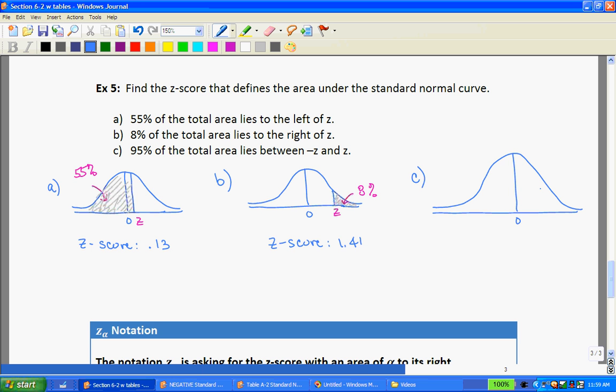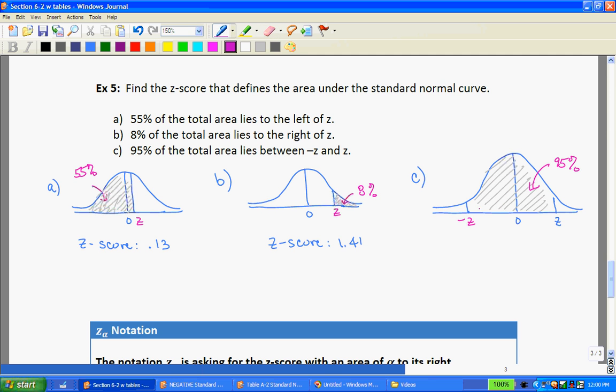Well, we're kind of used to that number, 95. And that means we're probably out this far, and we have z and negative z. And we know that the area in here, we know that that is 95%.